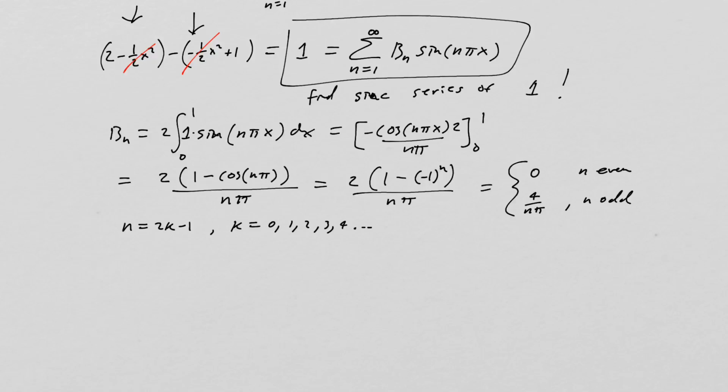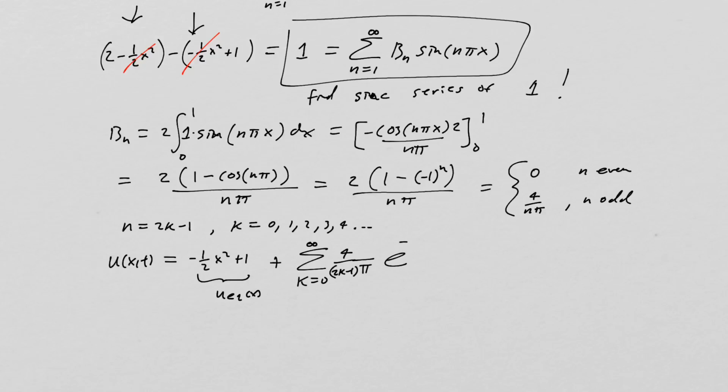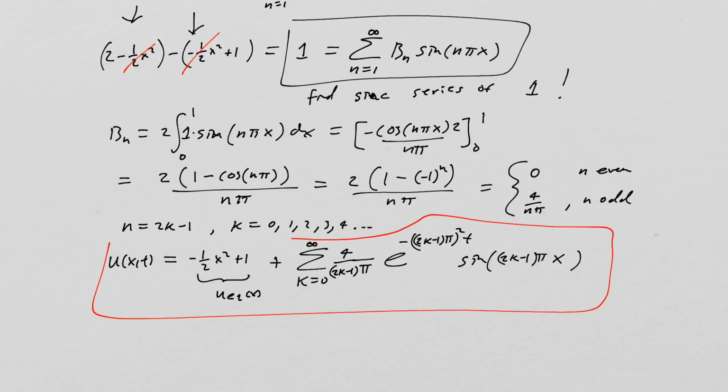So what we're going to get is the following. u of x comma t, our final answer, is going to be minus 1/2 x squared plus 1, that's my ueq of x, plus the sum, k goes from 0 up to forever, of 4 over 2k minus 1 times pi, times e to the negative 2k minus 1 times pi quantity squared t, times sine of 2k minus 1 times pi times x. All right, so there is a final answer that looks pretty good.